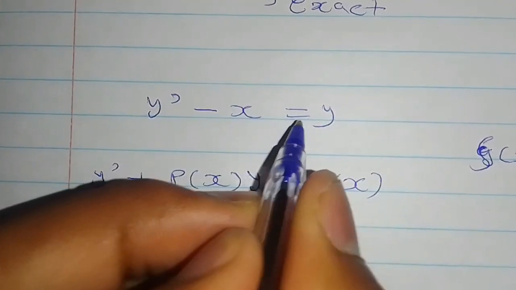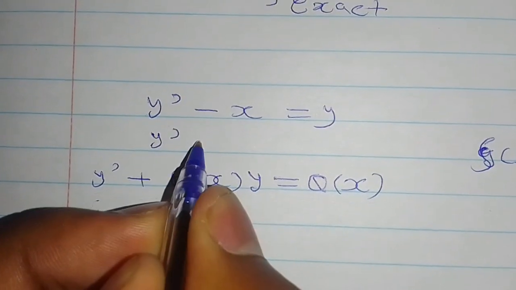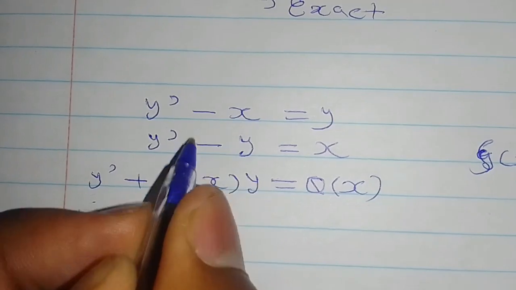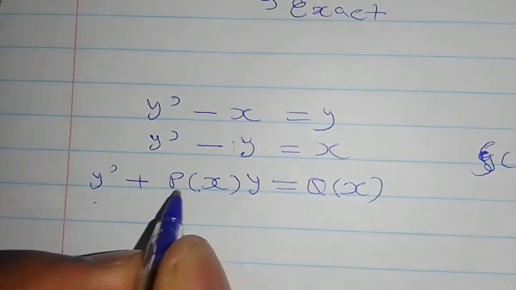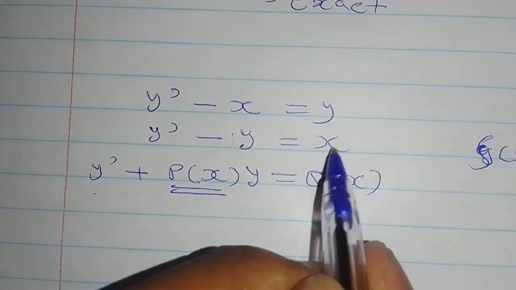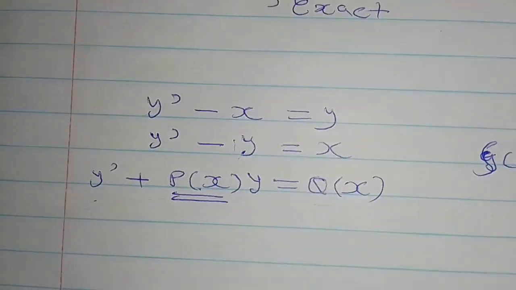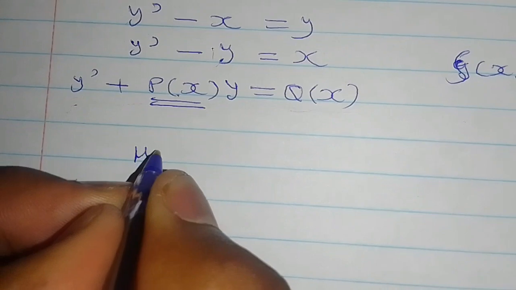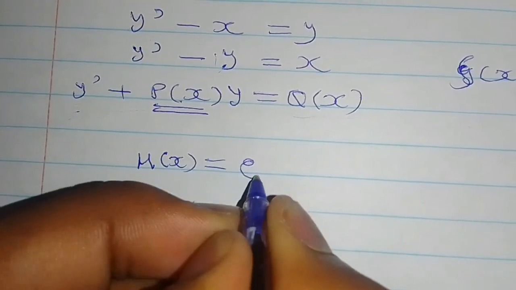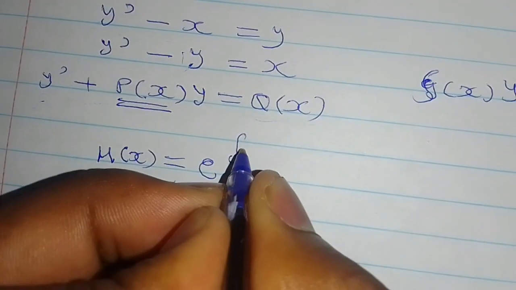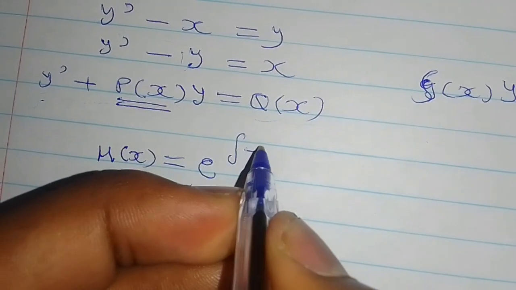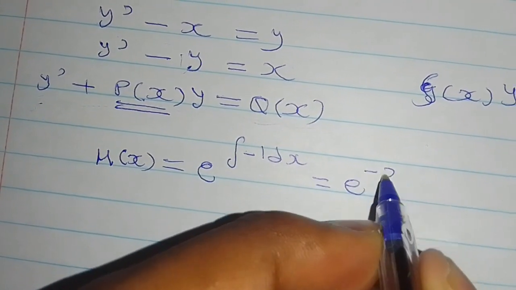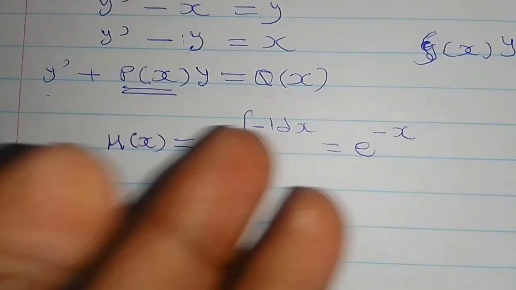So that means we can rewrite this equation as y prime minus y equals x. Identify p of x. You can tell that that's going to be -1, and then your q of x will just be x. And then from there you can find the integrating factor mu of x. This will be e to the power of the integral of p of x, and our p of x is just -1. Then you integrate that, and you're just going to have e to the power of minus x, and that's your integrating factor. That's your mu of x.